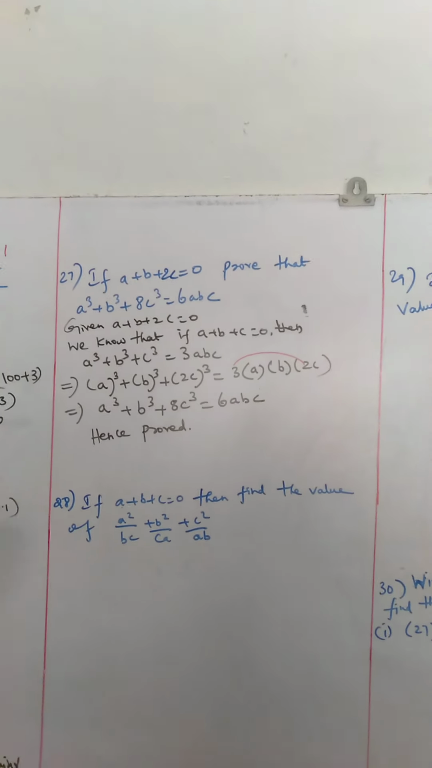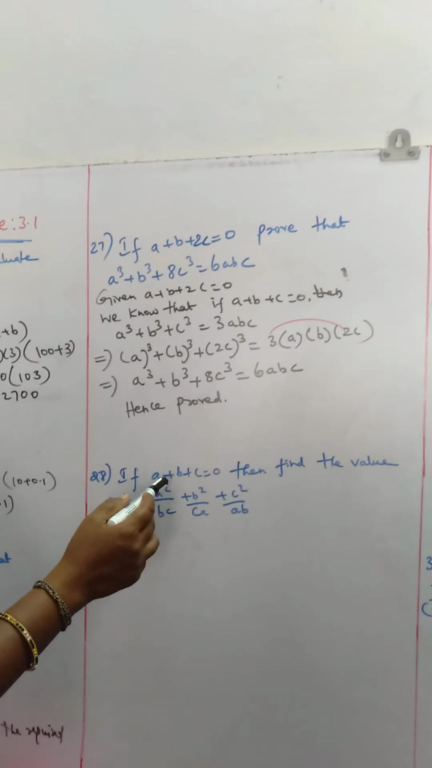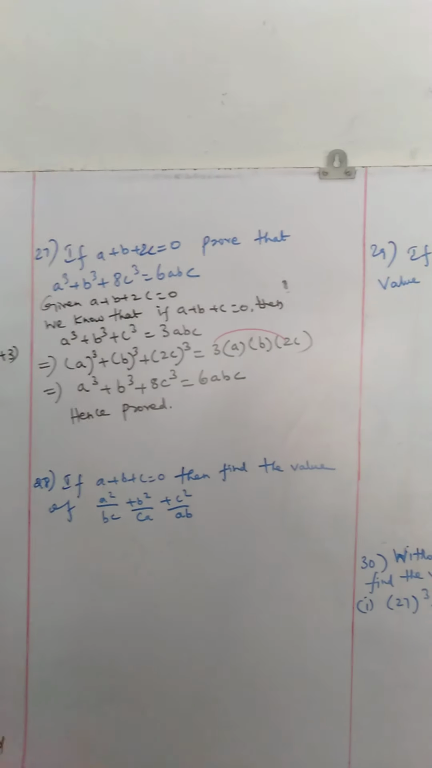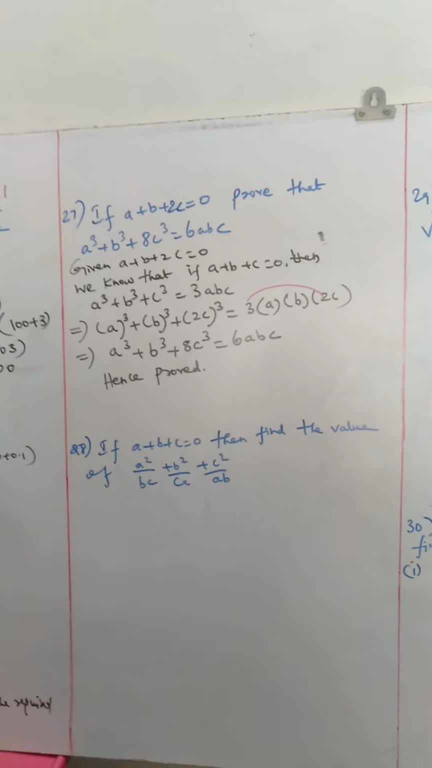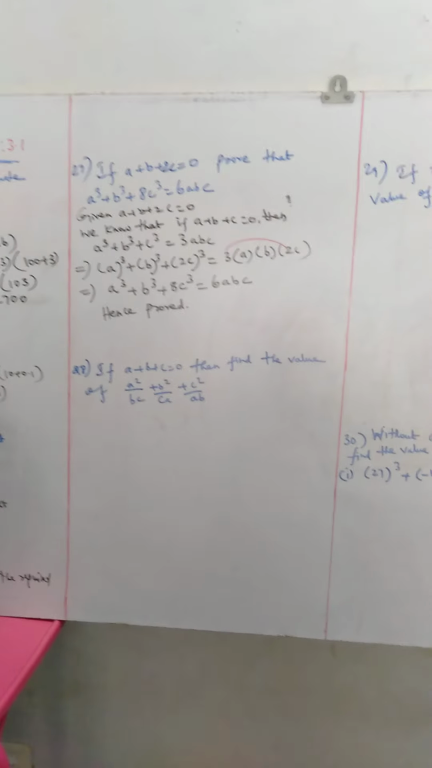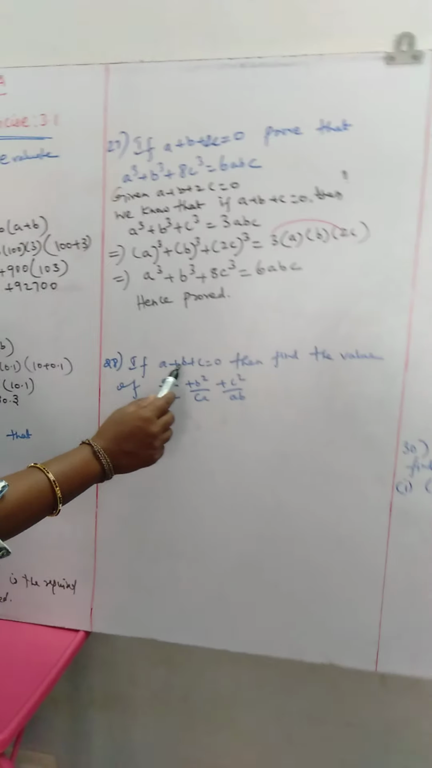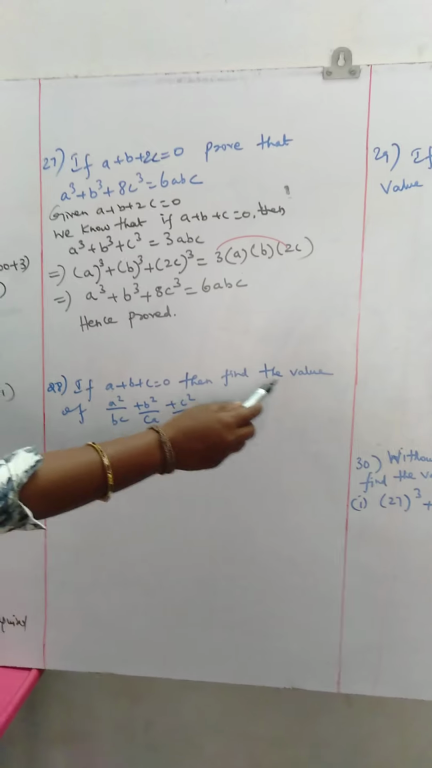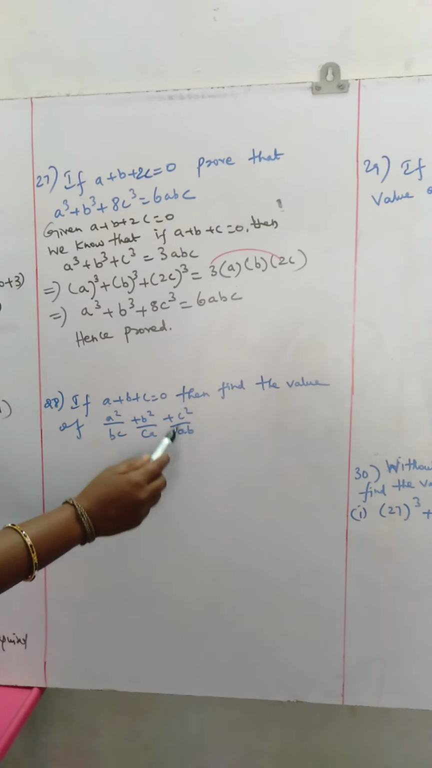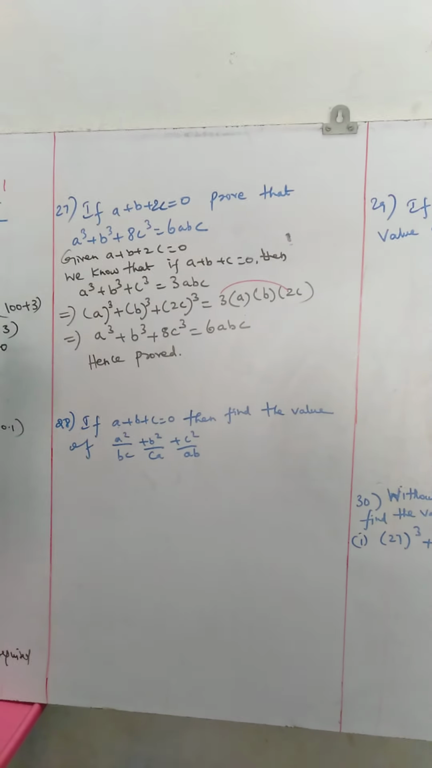Next question is, if a plus b plus c equals 0, then we have to find the value of a square by bc plus b square by ca plus c square by ab. Question number 28. If a plus b plus c equals 0, then find the value of a square by bc plus b square by ca plus c square by ab. Okay. We are going to find this from the given content only.